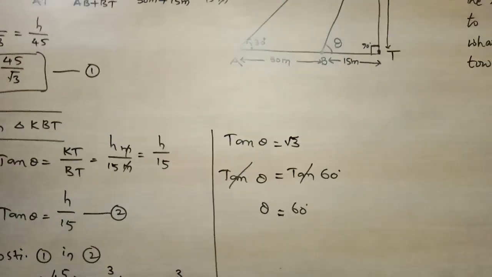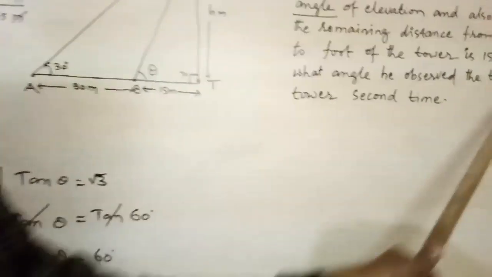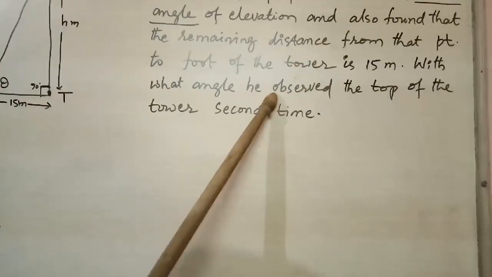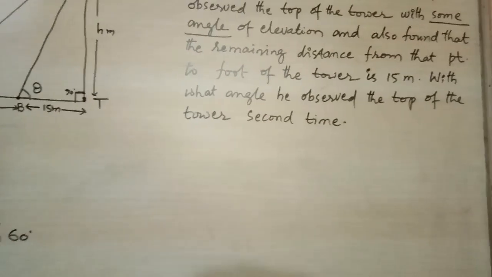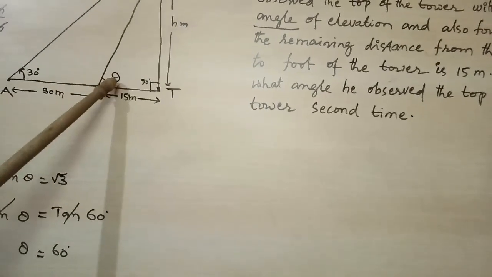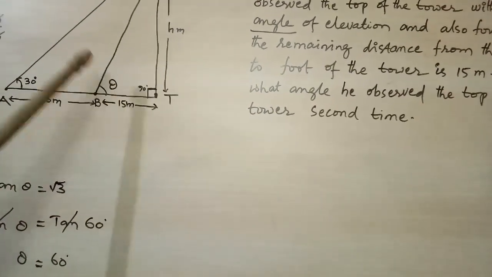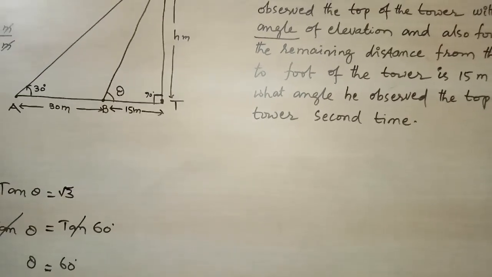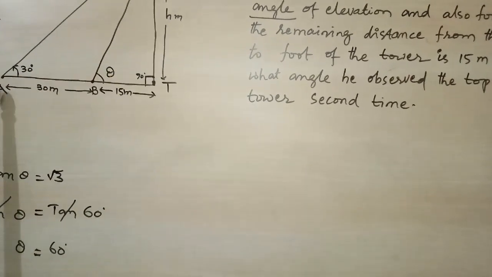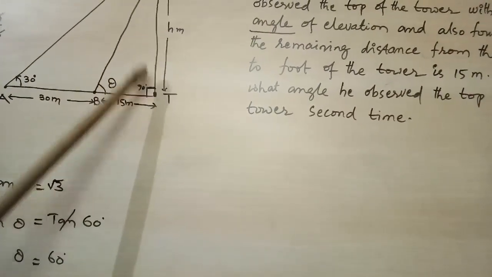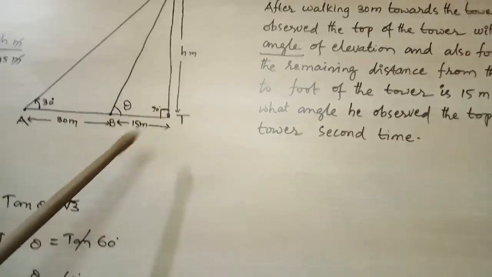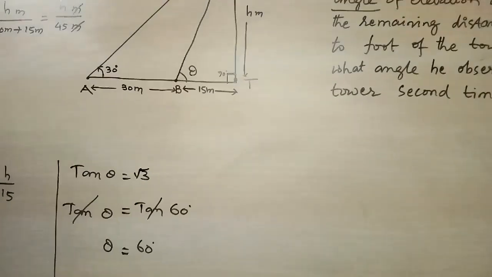Here it was asked with what angle he observed the top of the tower the second time, that means we are asking about theta. The second time, the person observing from B sees the top of the tower at a 60-degree angle.